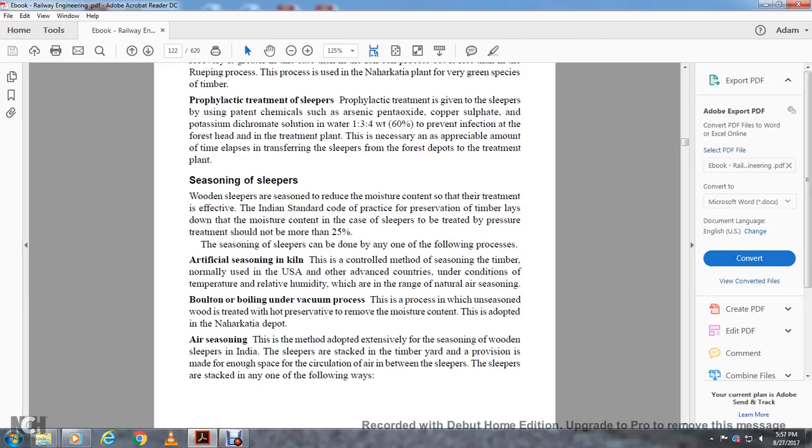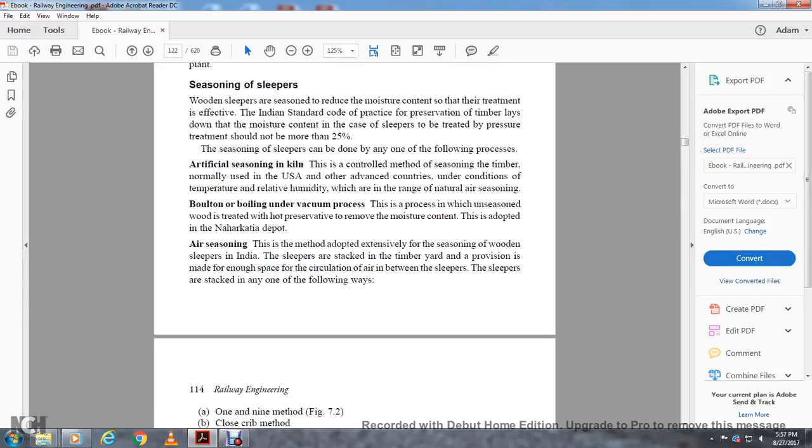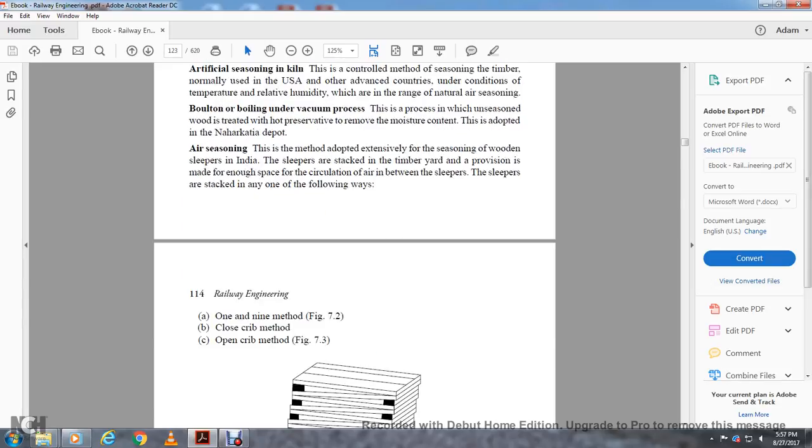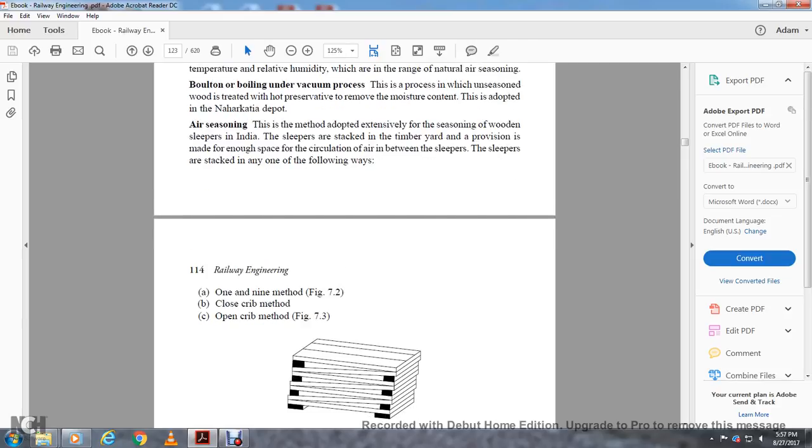Air seasoning. This method is adopted extensively for seasoning of wood and sleepers in Indian Railways. The sleepers are stacked in the timber yard with provision for enough circulation of air in between the sleepers. The sleepers are stacked in any one of the following ways: the one and nine method, closed crib method, and open crib method.